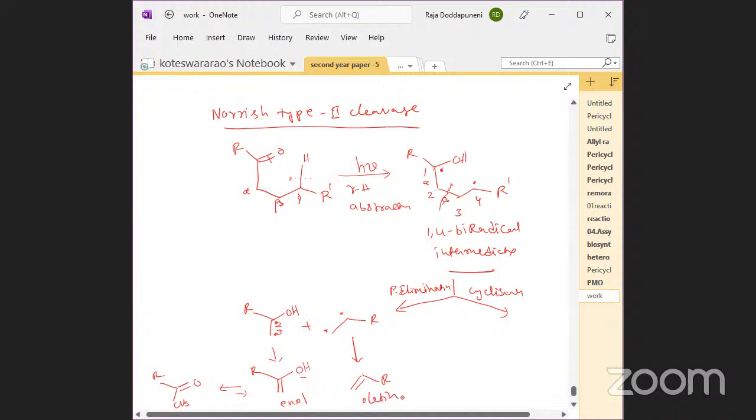That means the beta bond cleavage leads to the formation of two products. One is the enol product and another one is the olefin product.